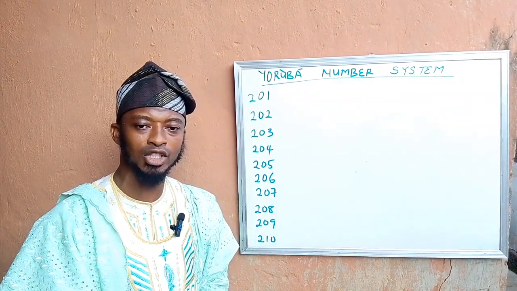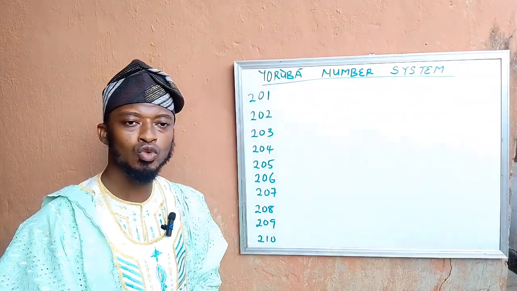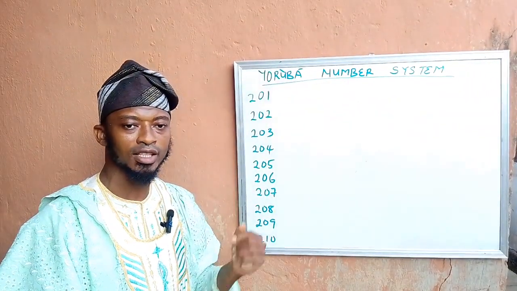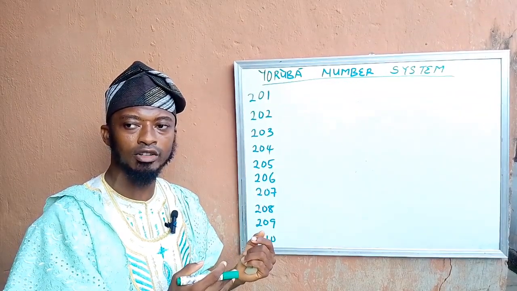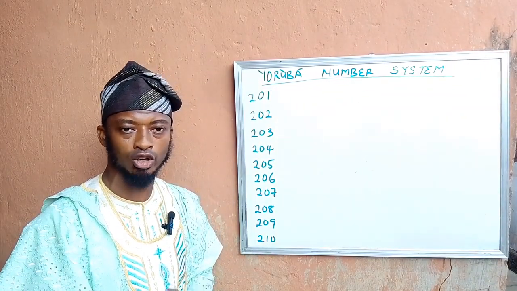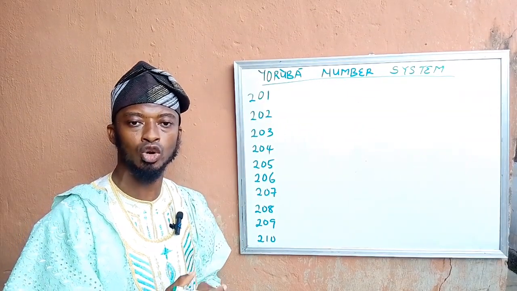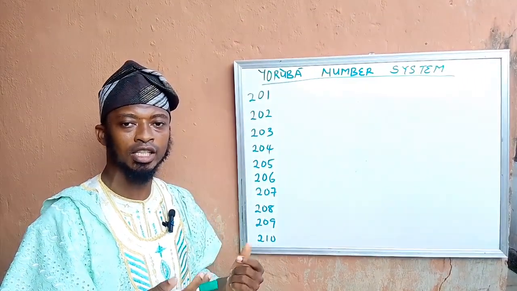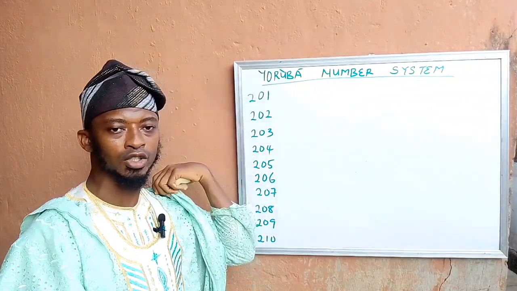Without wasting much of our time, let's get straight into the business of the day. So we have 201. What is 201 in the Yoruba number system? Here, we need previous knowledge of the number system that we talked about before. So in case this is your first time coming across this video and you want to learn the Yoruba number system, kindly go to the channel, locate the playlist on the Yoruba number system, and familiarize yourself with all the numbers we talked about previously, and catching up will be much easier for you.